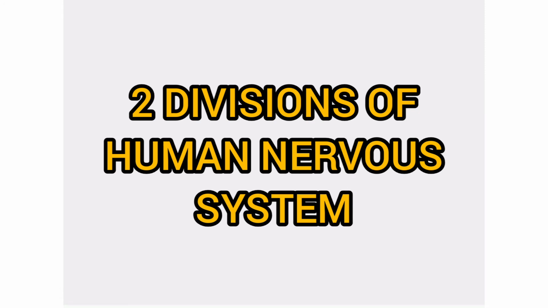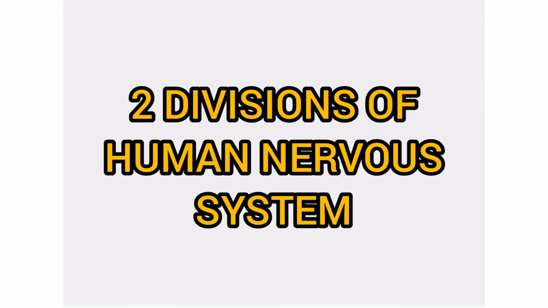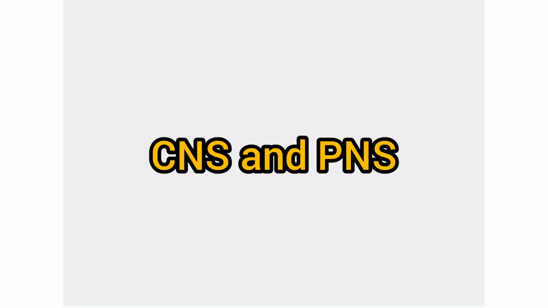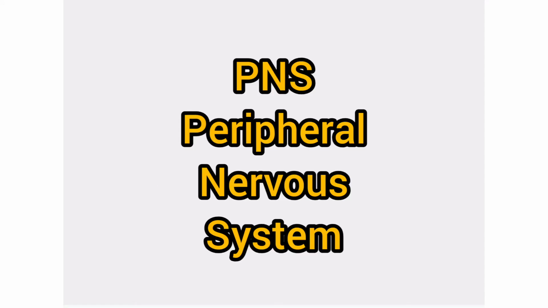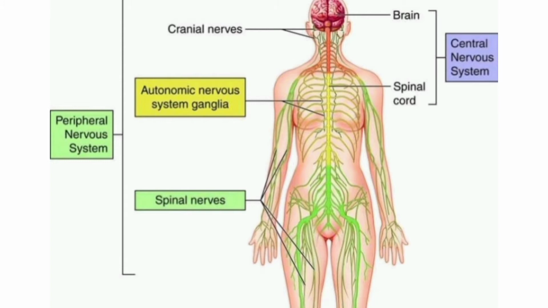There are two divisions of human nervous system. So we have the CNS and PNS. CNS stands for Central Nervous System, while PNS stands for Peripheral Nervous System. The Central Nervous System, as in the Computer Central Processing Unit or CPU, is the site of information processing. It includes the brain and the spinal cord.